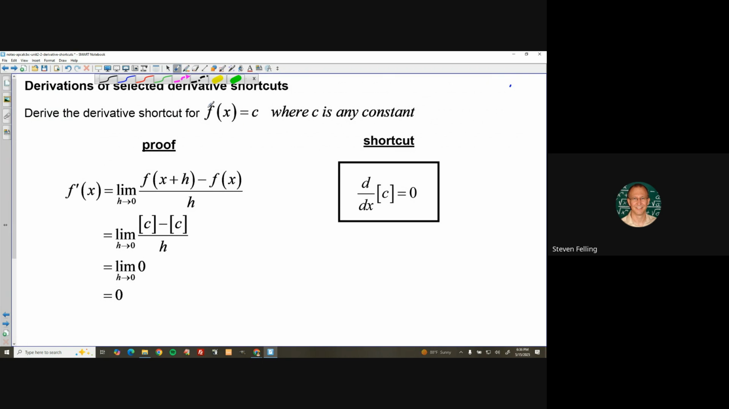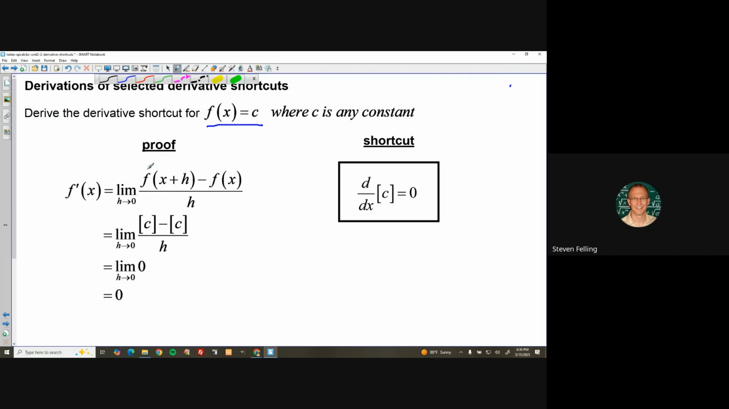Let's say that we have a function f of x that is just a constant, any constant c, like 10 or 0 or 15 or 3,000, something like that. What would the derivative of that constant be? Well, if we did the limit definition, we would say the limit as h approaches 0 of f of x plus h minus f of x, change in y over change in x, which is h, as the change in x goes to 0, is defined as the limit definition of the derivative of the function f.